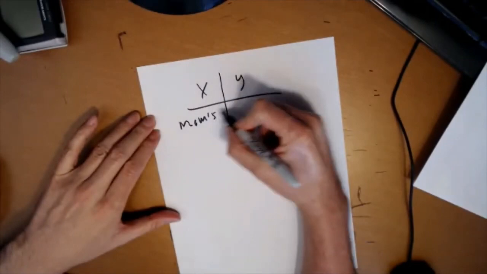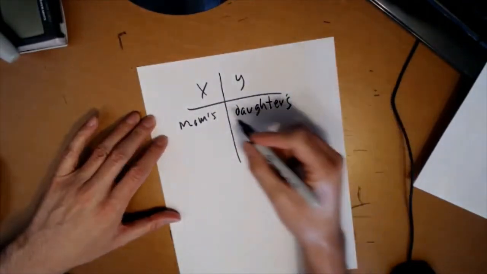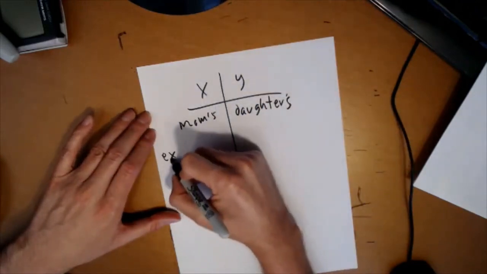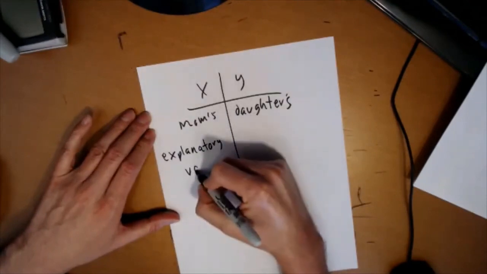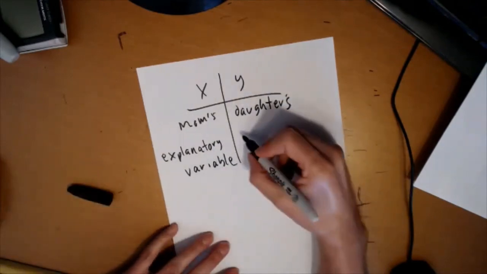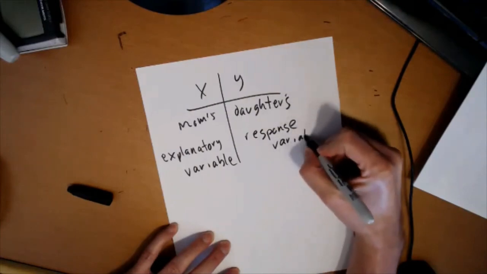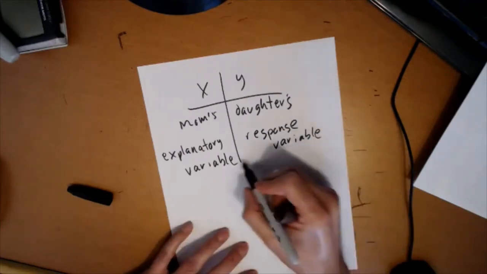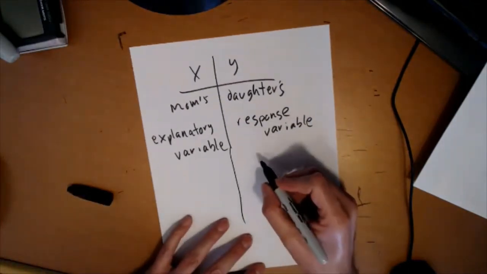So let's see, we have the x and the y. This is mom's height. This is daughter's height. Okay. Now the x is sometimes called the explanatory variable. And so if that's the explanatory variable, this would be the response variable. Or they sometimes use the words independent and dependent.